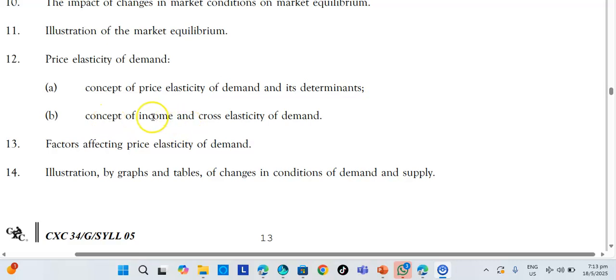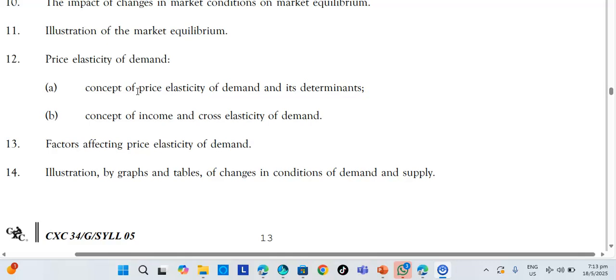Now, let's look at the concept of income and cross elasticity of demand. Income elasticity measures how demand changes when consumer income changes. Cross elasticity of demand measures how the demand for one good responds to a change in the price of another. In quick summary, some of the factors that affect price elasticity of demand are type of goods, proportion of income, time period, addiction or habit, and brand loyalty.